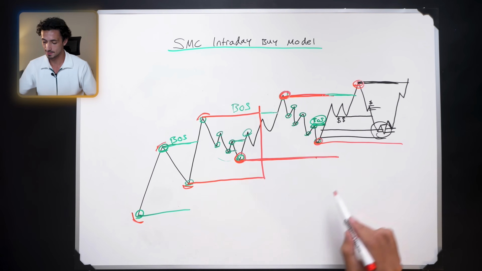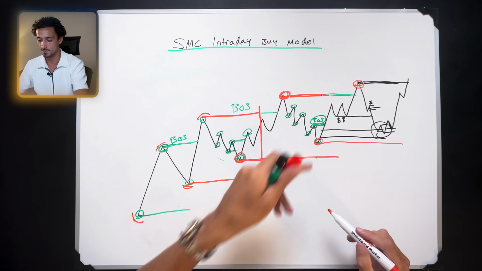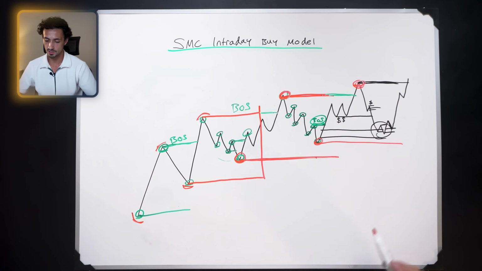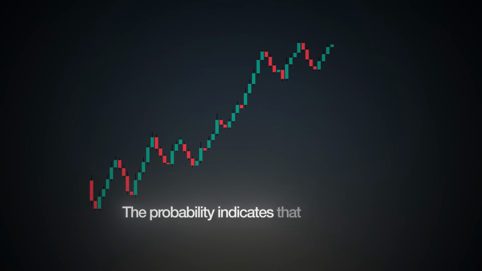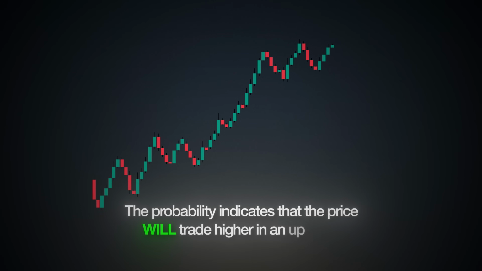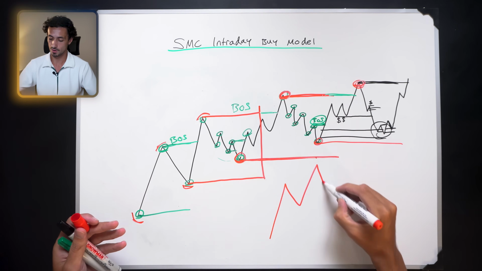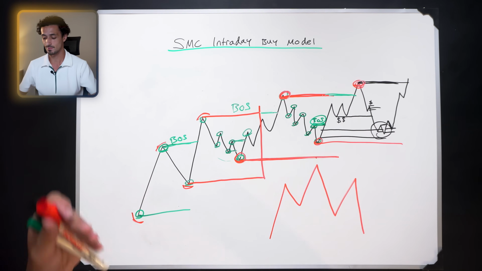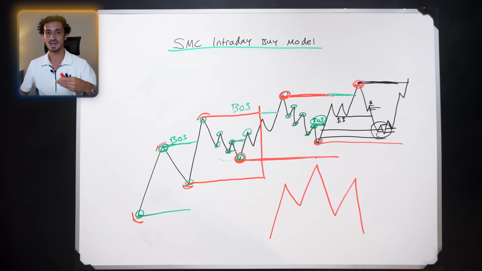As long as we respect this level, we want to buy above this level, and we want to target the weak structure, because the probability indicates that price will trade higher in an uptrend. Of course, at some point, you may get a market reversal, but the probability of that playing out is slimmer than a continuation.